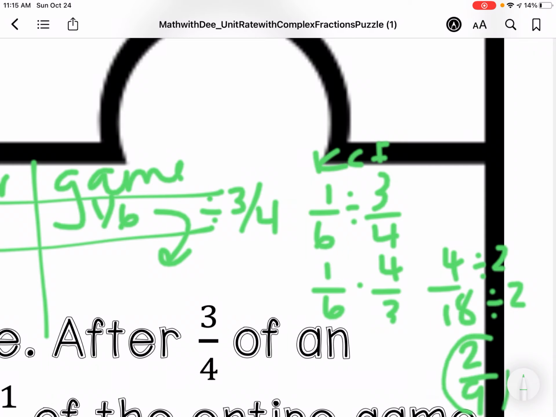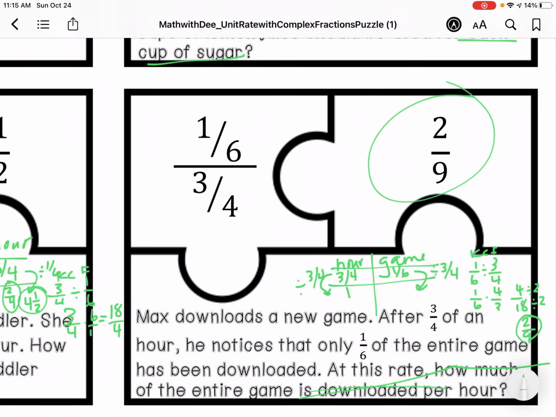Divide by 2. Okay. I get 2 over 9. So only 2/9 of the game has downloaded in an hour. Can you imagine? You'd be waiting all day to play your game.